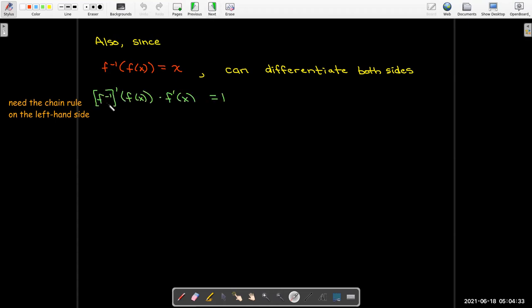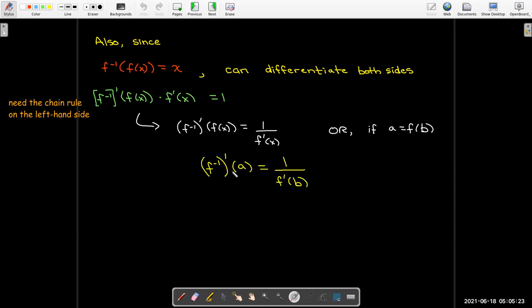And so I'll have the derivative of the outside, which is the derivative of f inverse evaluated at f(x), times the derivative of the inside, which would be f'(x), and that's going to equal the derivative of x, which is just 1. So if I divide both sides by f'(x), assuming f'(x) is not 0, then I'll say that the derivative of f inverse evaluated at f(x) is the reciprocal of the derivative of f evaluated at x. If I go back to our original notation, if I say a is f(b), so b is the input to f, a is the output, then I get the same relationship: the derivative of f inverse at x equals a is the reciprocal of the derivative of f when x equals b.